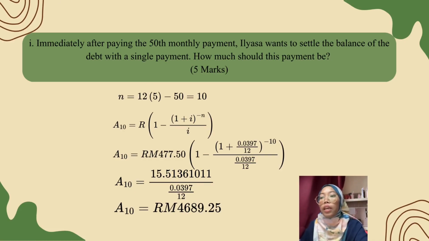So we use the formula A equals R bracket 1 minus bracket 1 plus I bracket to the power of negative N divided by I bracket. So A equals 477 ringgit 50 cents bracket 1 minus bracket 1 plus 0.0397 divided by 12 bracket to the power of negative 10 divided by 0.0397 over 12 bracket, and we got A equals 15.51361011 over 0.0397 divided by 12. So the answer is A equals 4,689 ringgit 25 cents.